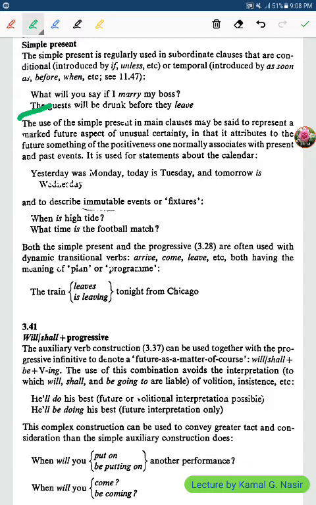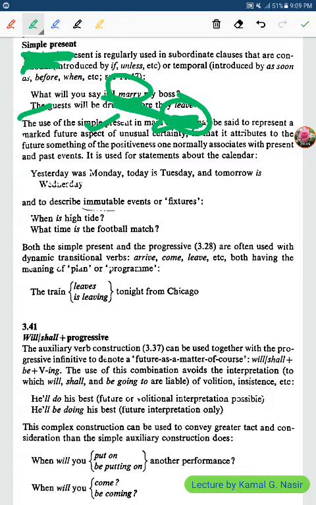Okay? What will you say if I marry my boss? The guests will be drunk before they leave. Look at marry and leave. These are the subjects that we are talking about now. Marry and leave, both of them are in the simple present.